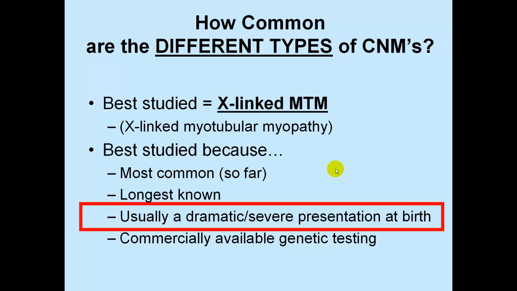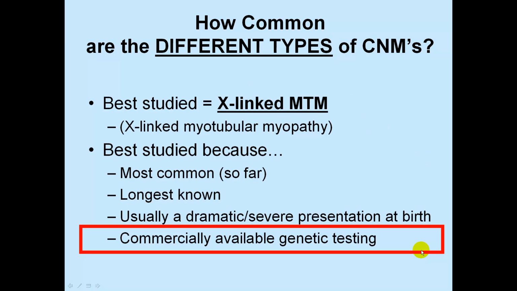And usually there's a relatively dramatic or severe presentation at birth. And that's related to how we figure out how common something is, because when there's this severe presentation right at birth, there tends to be an aggressive diagnostic workup, and then we get more data on how common the condition is. Whereas if it's something much milder and people might walk around and it never be so bad that they get diagnostic testing or workup, those numbers might be more likely to fall off the radar. Unlike what we see in X-linked MTM, which unfortunately is quite severe.